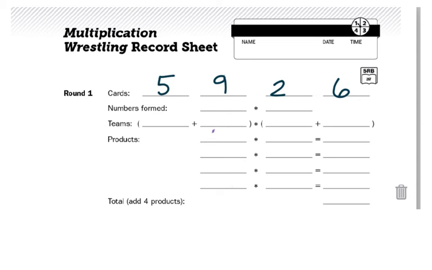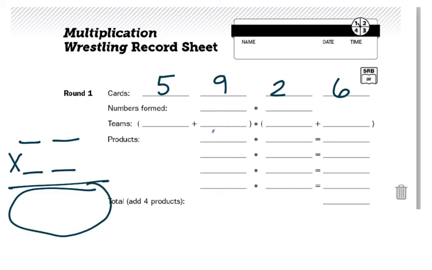Next, what I'm going to do is make a 2-digit number. Think of it as a 2-digit number times a 2-digit number. I want to put my largest numbers in the tens place. So I'm going to make 95 times 62. Here are my largest two numbers in the tens place.